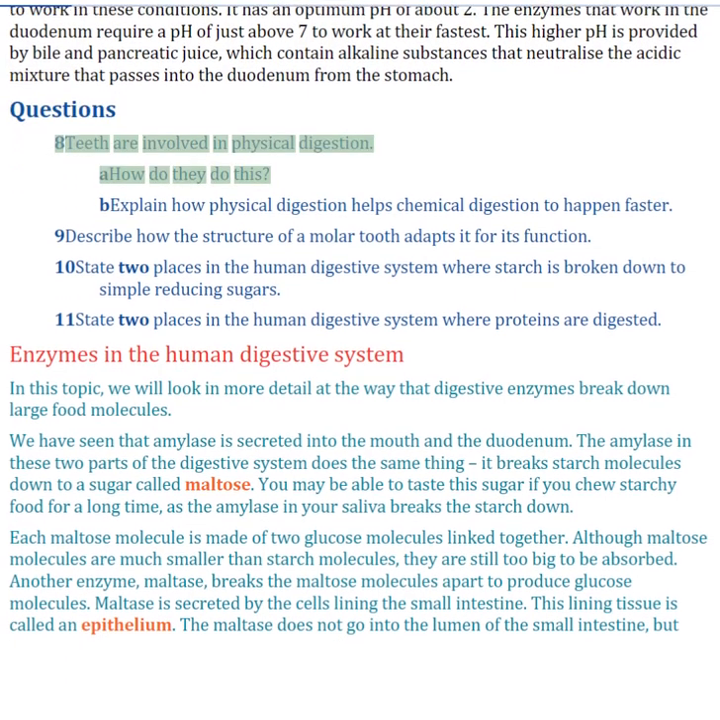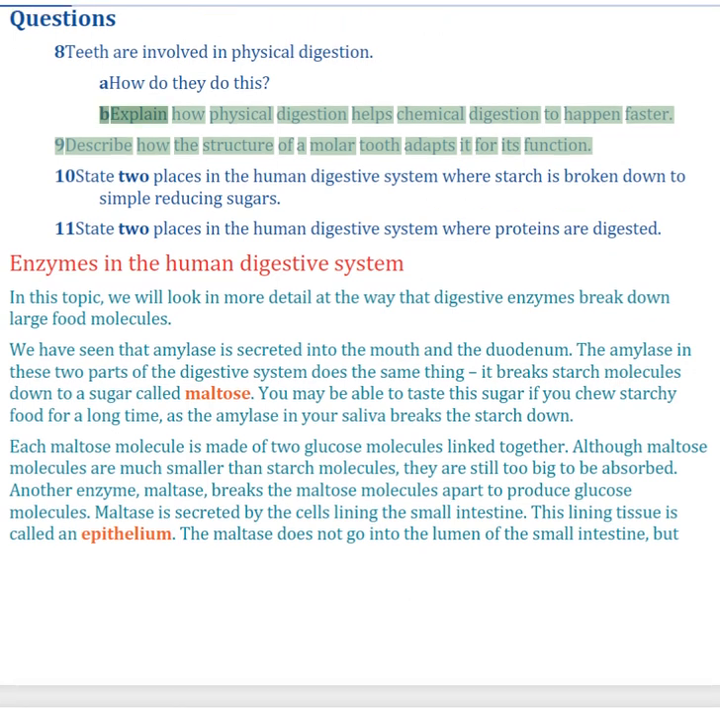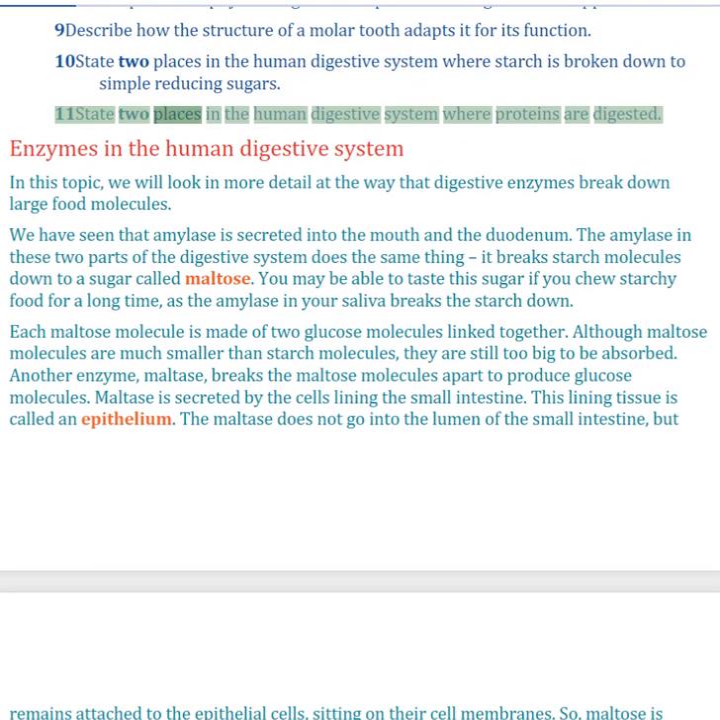Questions. 8. Teeth are involved in physical digestion. A. How do they do this? B. Explain how physical digestion helps chemical digestion to happen faster. 9. Describe how the structure of a molar tooth adapts it for its function. 10. State 2 places in the human digestive system where starch is broken down to simple reducing sugars. 11. State 2 places in the human digestive system where proteins are digested.